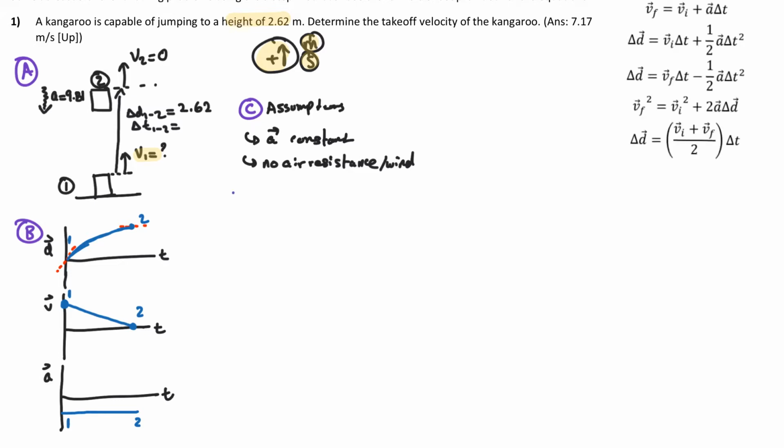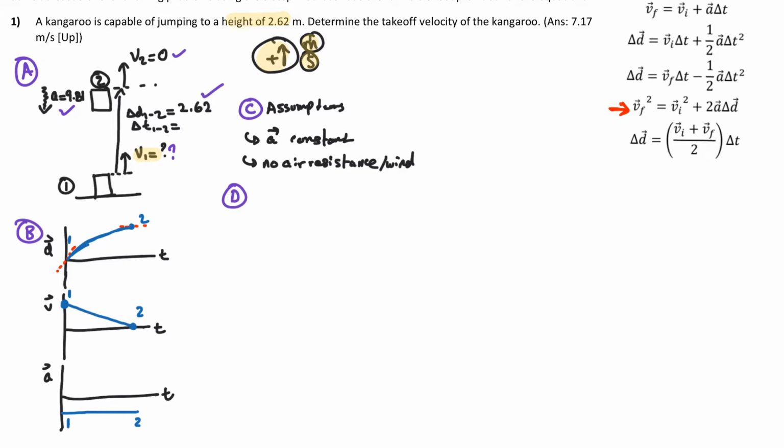Now, stage D is going to be our mathematical representation. So we are asked to find the takeoff velocity. So we have the acceleration, the final velocity, we need to find the initial velocity, and we have the displacement. What we don't have is time, so we're going to look for an equation that doesn't have time in it. This one has time, this one doesn't have time. That's the one we're going to use. I'm going to use a little arrow here showing which one we're using. And let's get on with it.